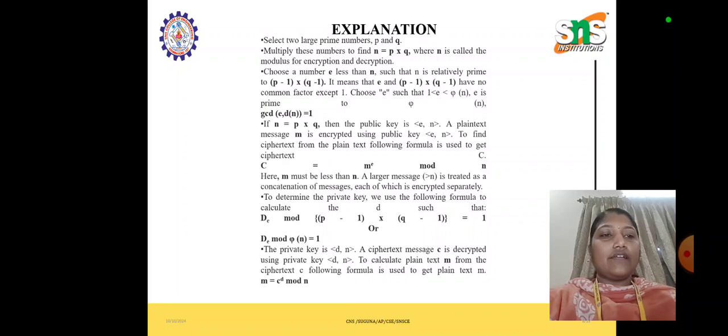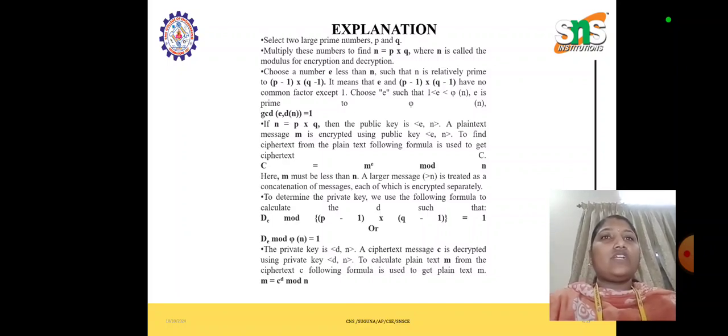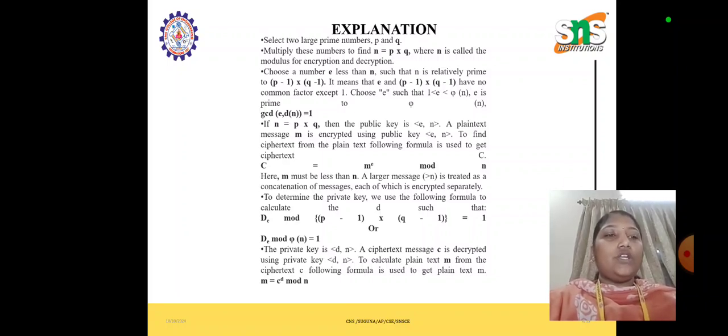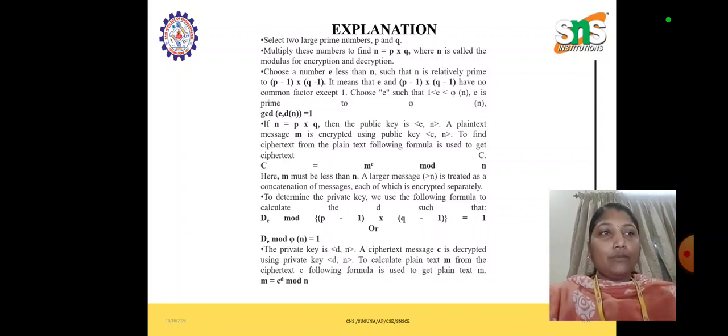I have given the formulas here. M is equal to C power D mod N, and C is equal to M power E mod N. These are the two formulas used for decryption and encryption. We are computing a public key E and a private key called D, and after computing the public and private key pairs, we do our encryption and decryption process.